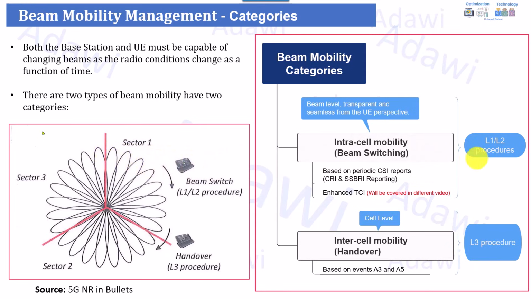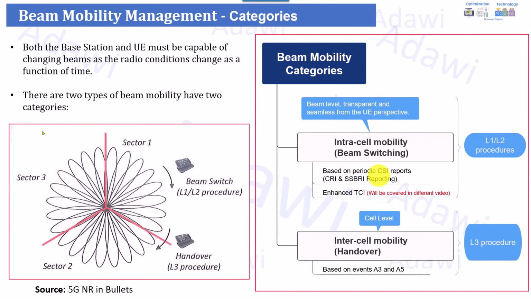And this is usually done within the L1 and L2 procedures, which is the physical layer and MAC layer handling this completely, which means that the gNodeB might change the beam to the UE, and the UE in this particular case will be transparent and seamless. Like you will not know that the gNodeB already changed the beam. As mentioned in this comment here, the beam level changes are transparent and seamless from the UE perspective.